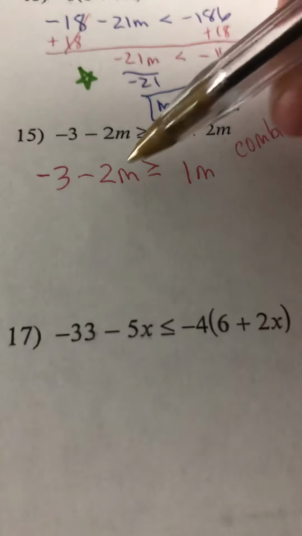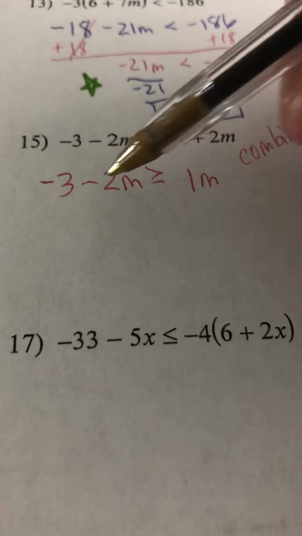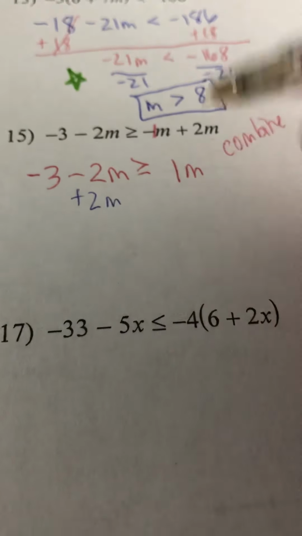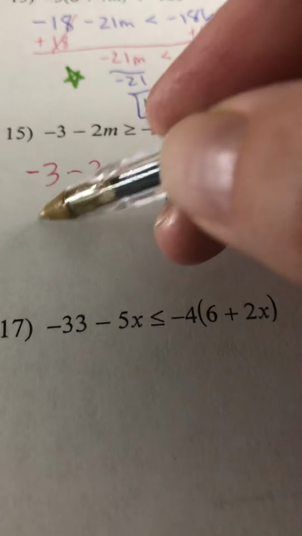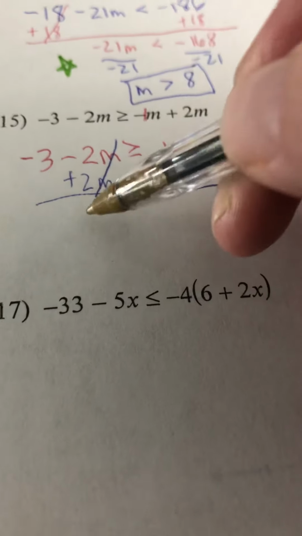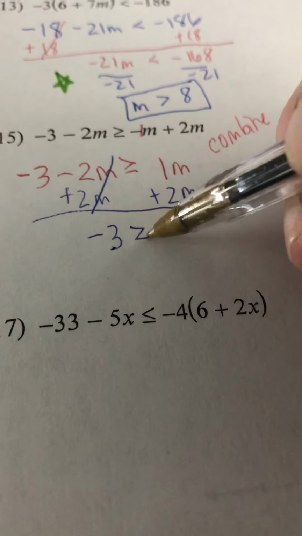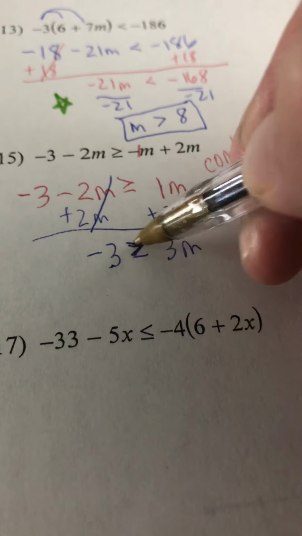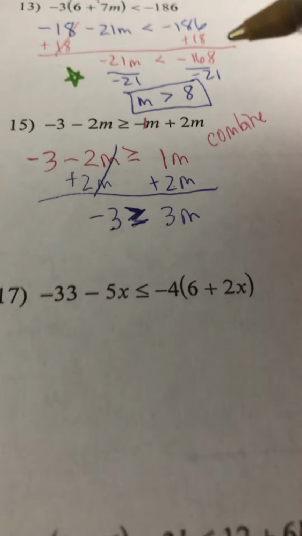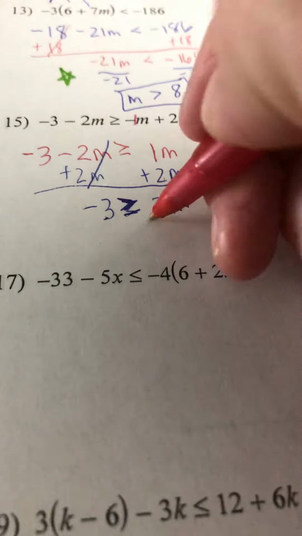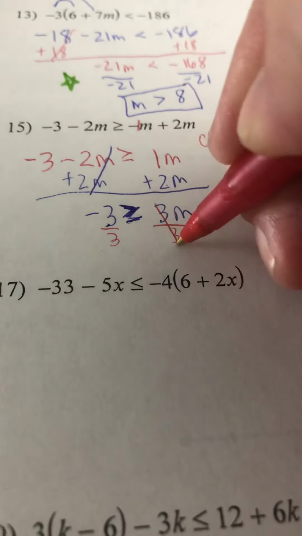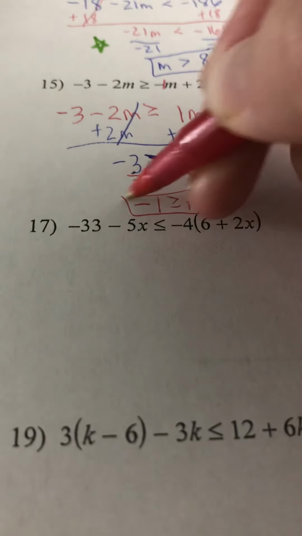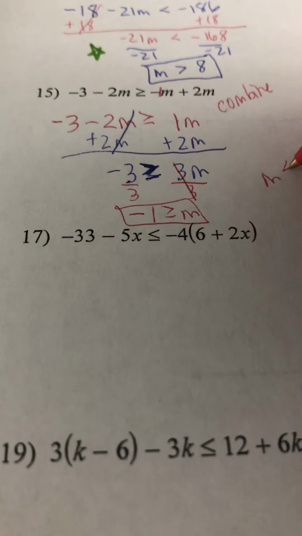But now that I'm trying to move this across the inequality, I have to solve. So I'm actually going to add 2m to get my variables together. So now I have negative 3 is greater than or equal to 1 plus 2 is 3m. And now I want to get m by itself, so I'm going to divide both sides by 3. And so negative 1 is greater than or equal to m, or m is less than or equal to negative 1.